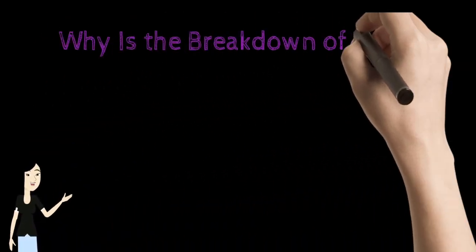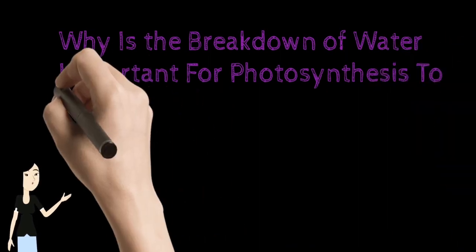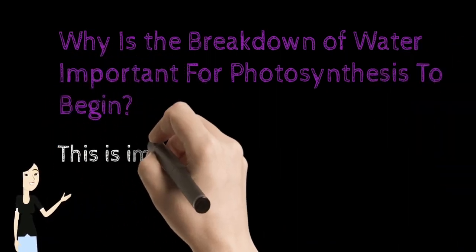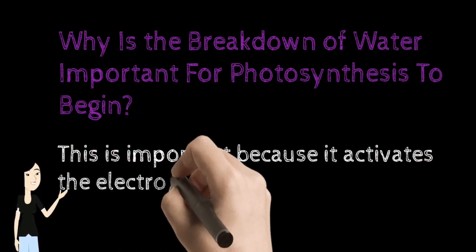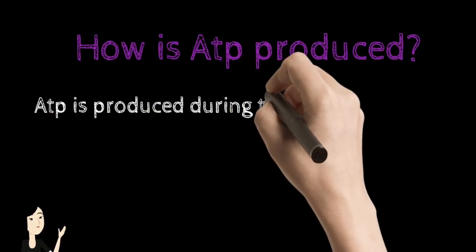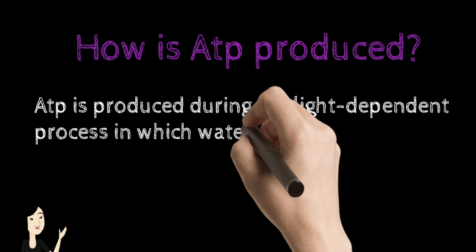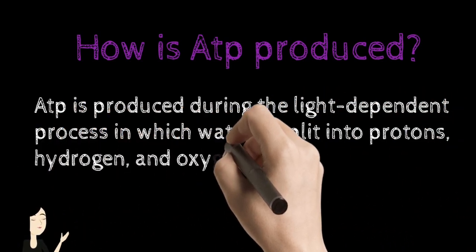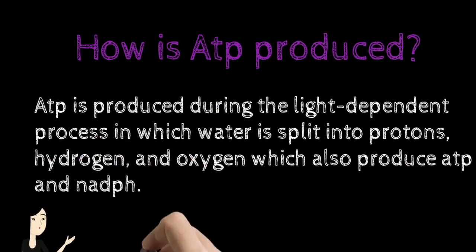Why is the breakdown of water important for photosynthesis to begin? This is important because it activates the electron transport chain to start. How is ATP produced? ATP is produced during the light-dependent process in which water is split into protons, hydrogen, and oxygen, which also produces ATP and NADPH.